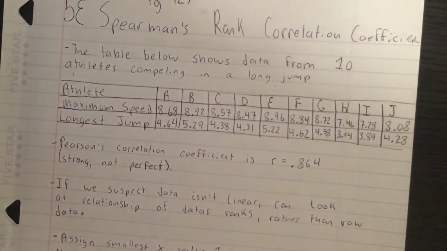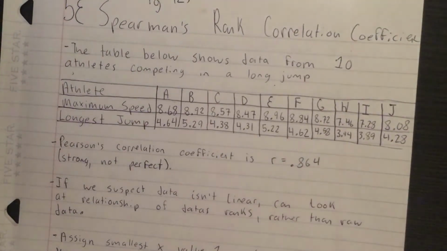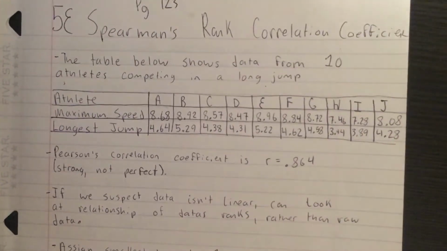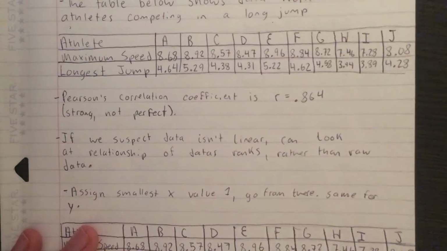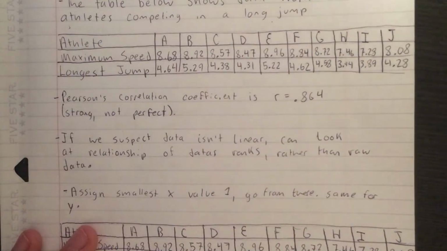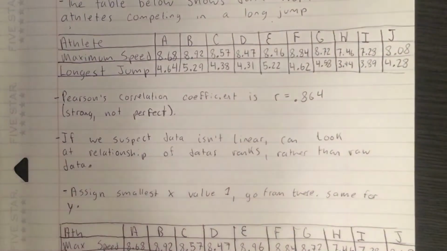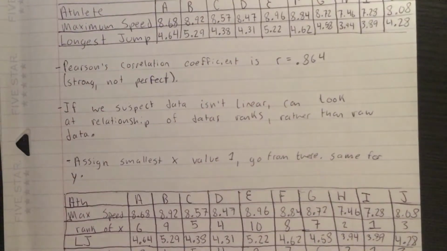The weaker the R is, the more we can suspect that we should look for other models. So for right now, what we're going to do today is, if we suspect that the data we're looking at is not linear, we're going to look at how the data ranks rather than just the raw data. The blueprint for this, and the reason it's called Spearman's rank correlation coefficient, is that we're going to rank each of these data values.